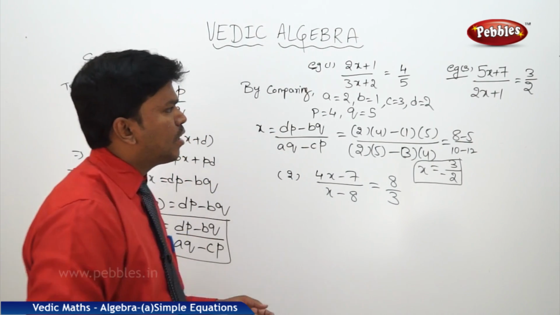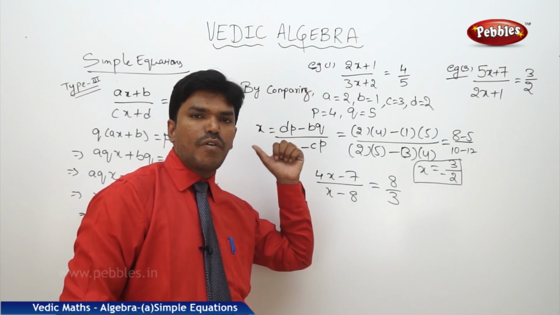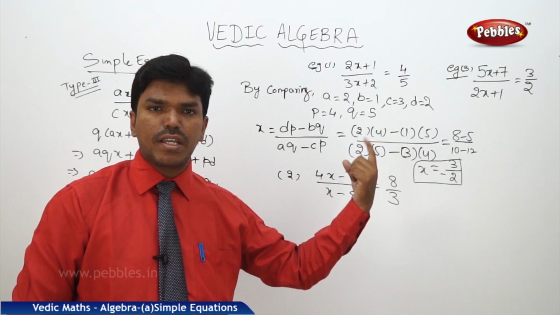Now similarly, you just see the next example. It is also in the form of ax plus b by cx plus d equal to p by q. So just compare the values.